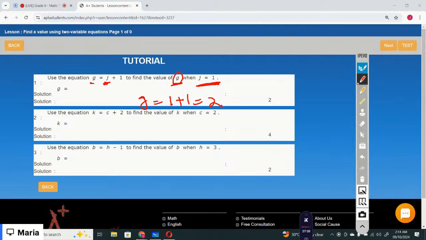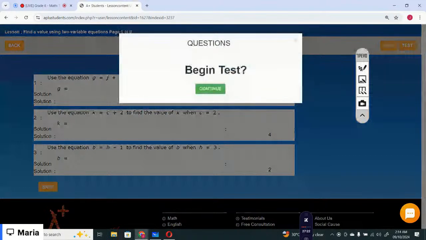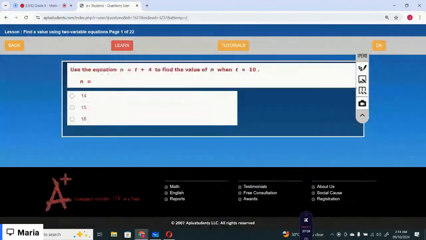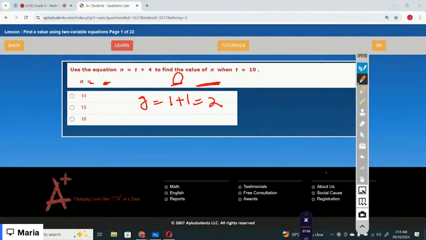Okay, let's just start with the test questions. Use the equation n equals t plus 4 to find the value of n when t equals 10. So you can see two variables here in the equation. They are n and t, right? You need to find the value of n when you are given t equals 10.